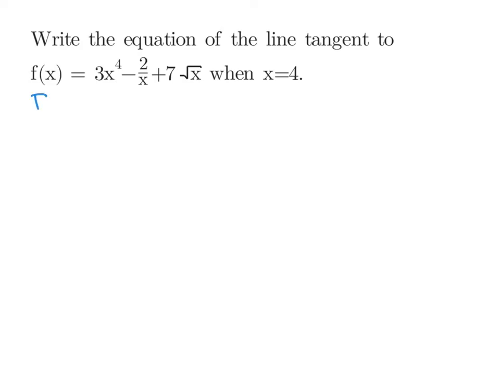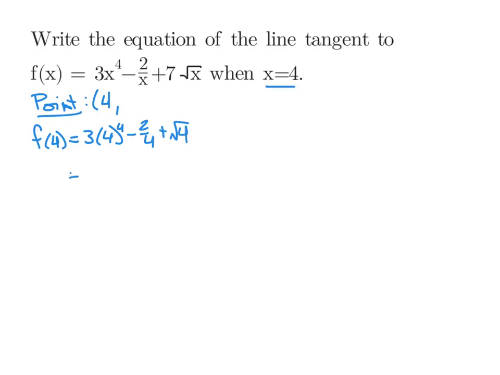So the first thing I'm going to find is a point that is on this curve. I know that I want to find the equation of the line tangent when x is 4. So my point of tangency is going to have an x coordinate of 4. And we need to find out what the y coordinate is. So we're just going to plug it into f: 3 times 4 to the 4th minus 2 over 4 plus 7 square root of 4. I'll save you from watching me simplify all of this down, but it should simplify to 781 and a half. So that will end up being our y coordinate.